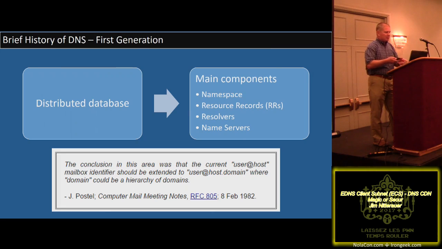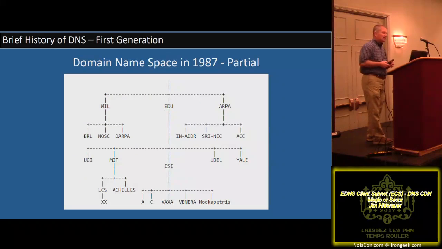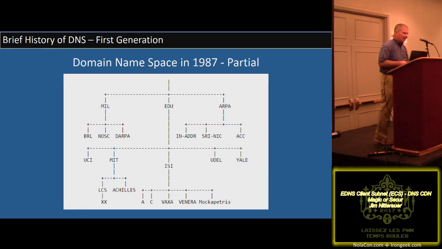When DNS came out, it was to allow users to have a name to apply to an IP address, and that's John Postel's quote there. So this is what the DNS namespace looked like in 1987. It wasn't much bigger than this. It was a little bit bigger than this, but it really wasn't too big. There wasn't too much to it at that point in time.